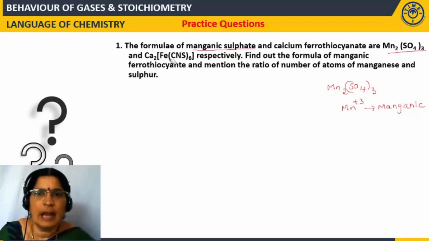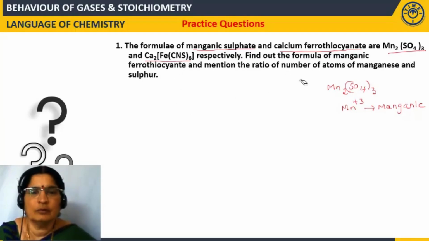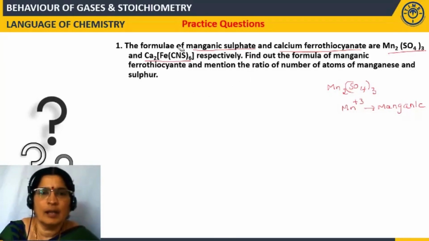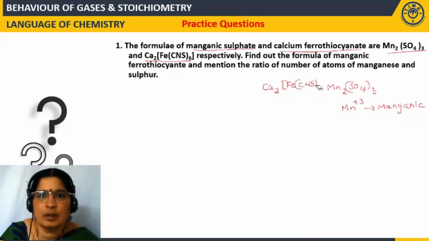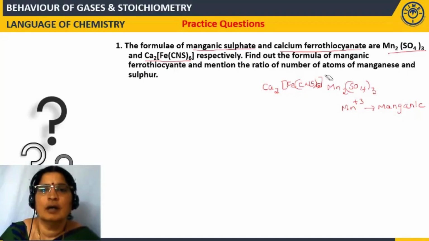Fine. Calcium ferrothiocyanate. From this we have to analyze the formula of the negative radical. Ca2Fe(CNS)6. See here, this 2 goes here. 6, you don't get confused. 6 should be here. And this is only one time, so this 1 comes here.